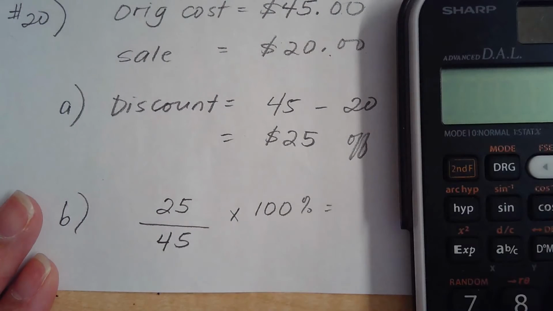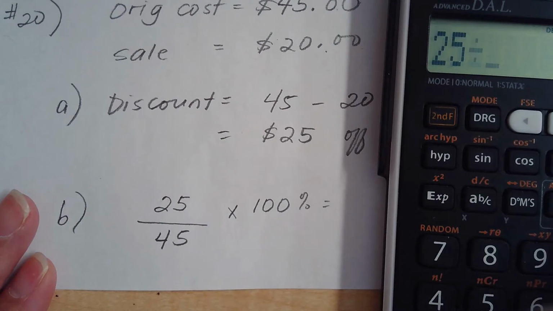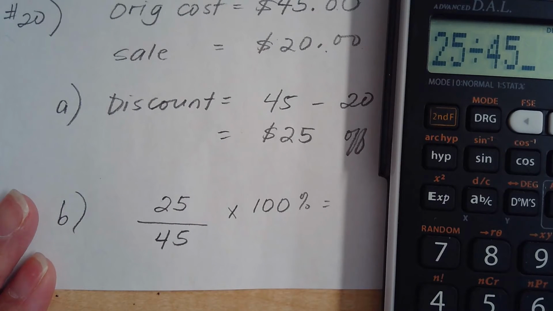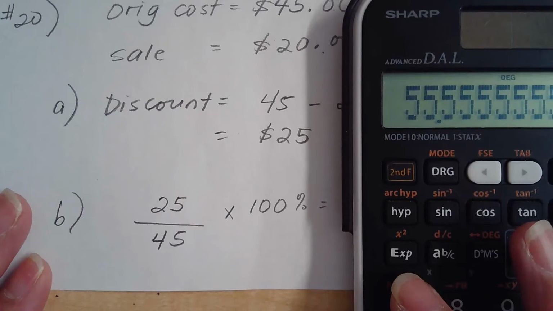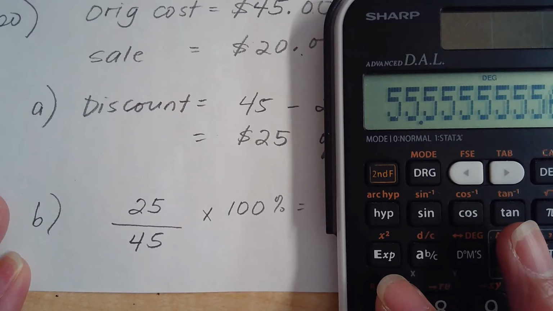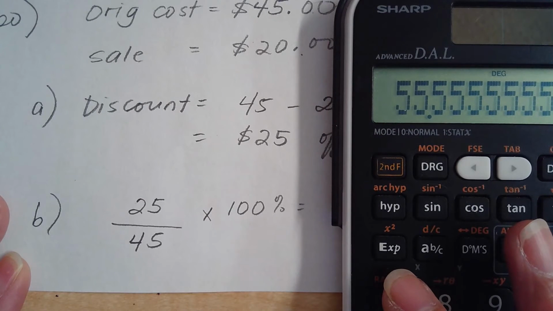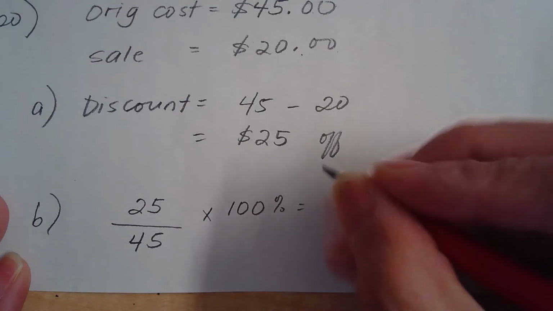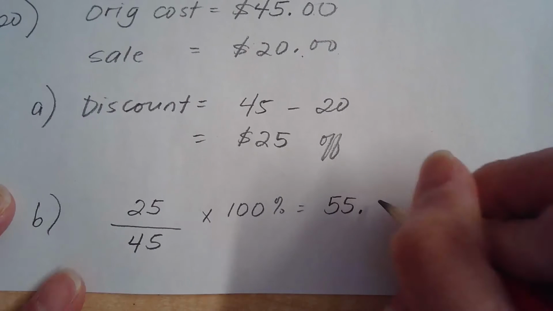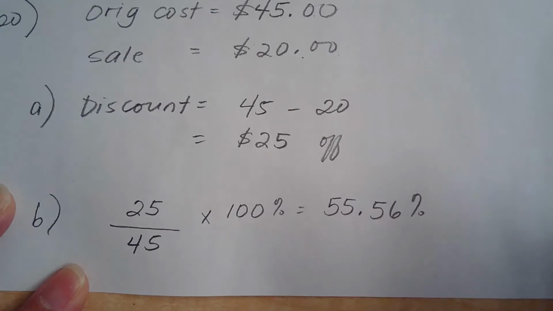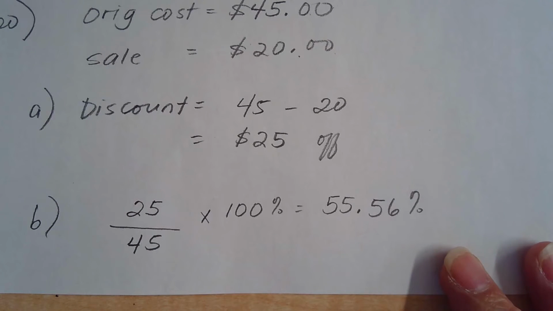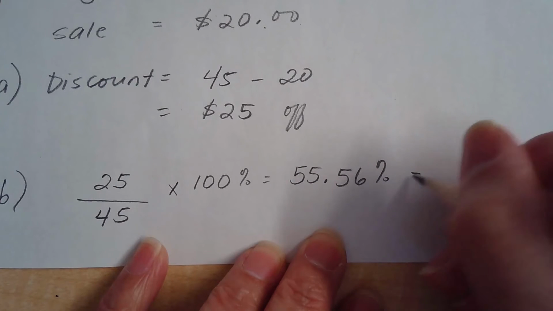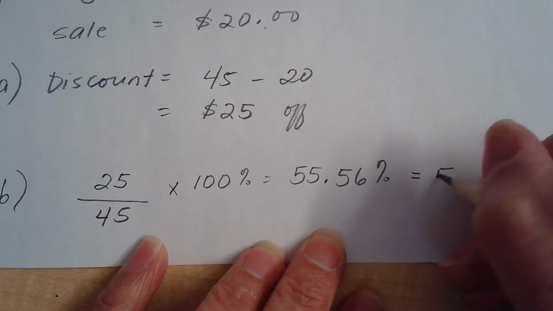So 25 divided by 45 times 100. So the percent discount is 55.56%. Okay, and they said round it to the nearest whole number. So we're going to round it off to the nearest whole. So it's going to be 56%.